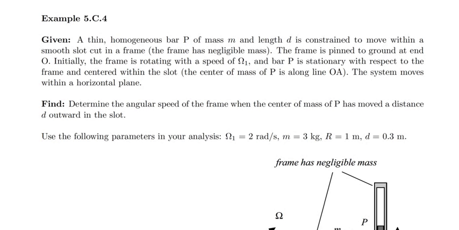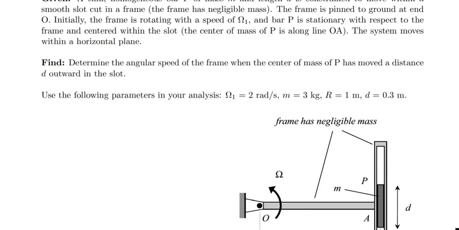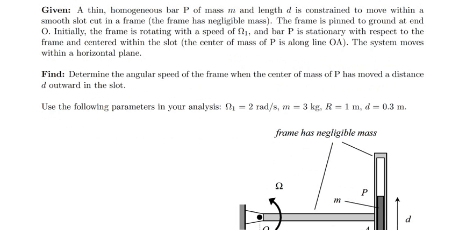Okay, so in this example we have a thin homogeneous bar P of mass little m and length d, which is constrained to move within a smooth slot cut in a frame, and we're told that the frame has negligible mass. The frame is pinned to ground at end O, and initially the frame is rotating with the speed of omega 1, and bar P is stationary with respect to the frame and centered within the slot. We're told that the center of mass of P is along line OA.